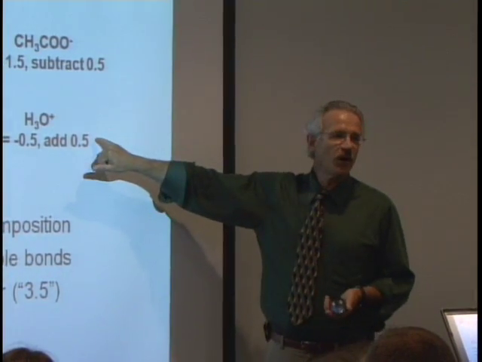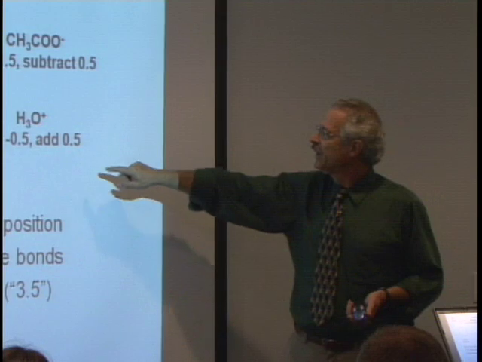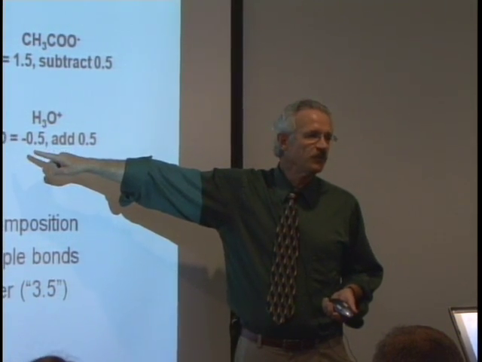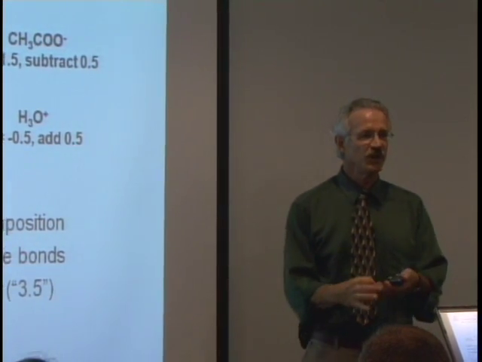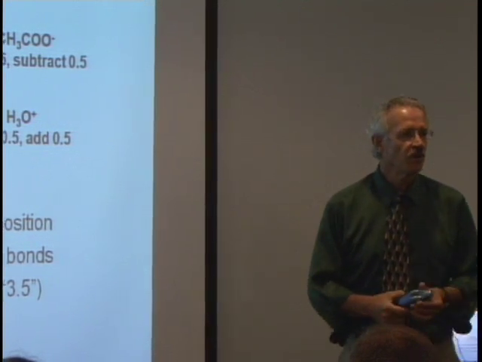And then you have protonated water, which is hypervalent. That actually comes out as minus 0.5, and you have to add 0.5 to realize that you have 0 rings and double bonds in the protonated water.